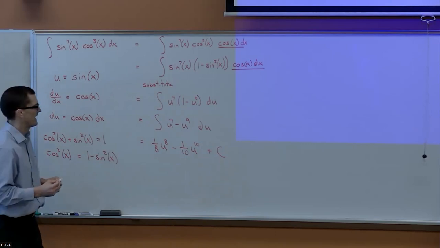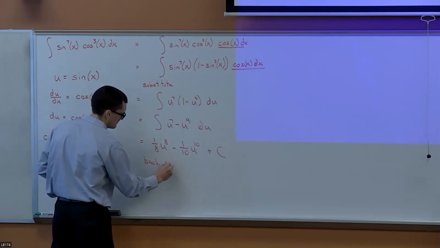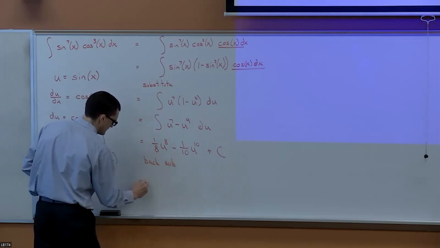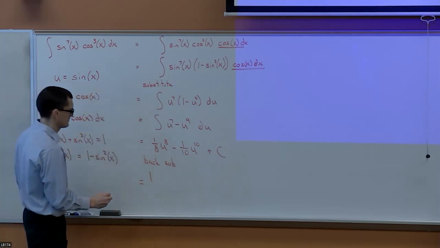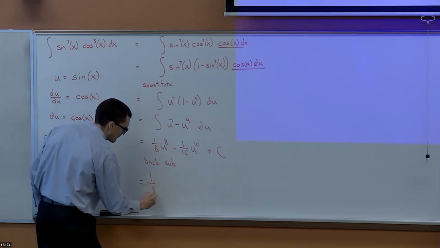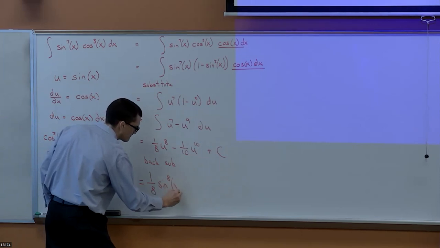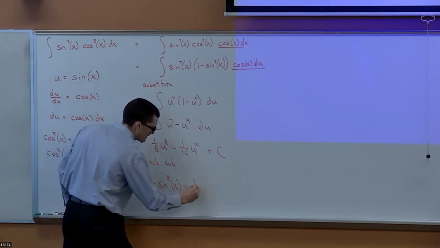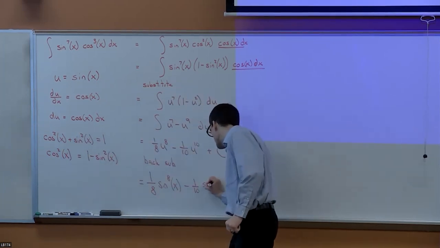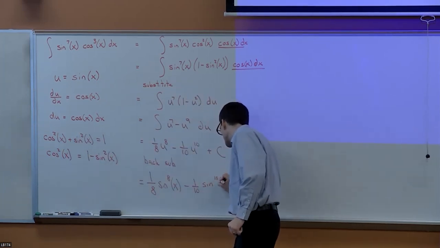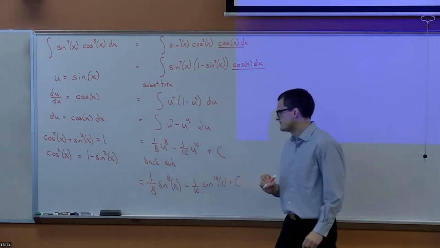And now we can back substitute. U in this case was sine, so 1/8 sine to the 8th power minus 1/10 sine to the 10th power plus c.